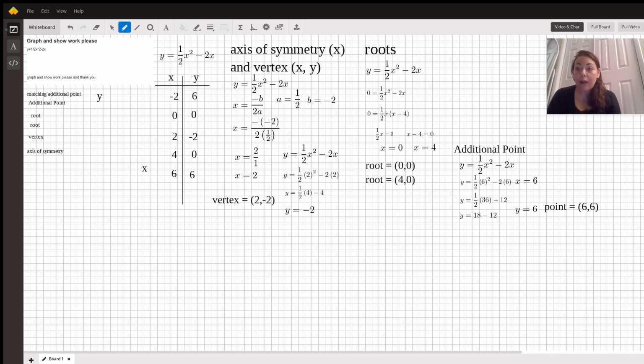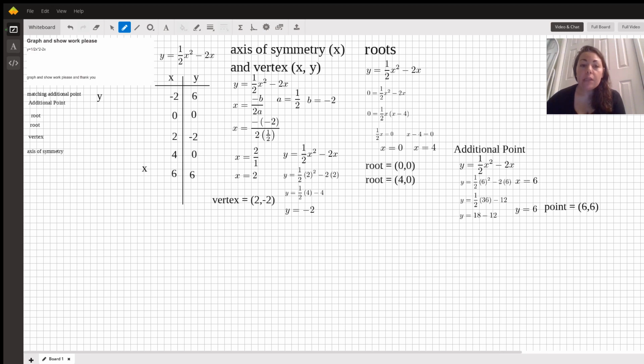To graph any parabola, we need a minimum of 3 points. But in this example, I'm going to show you how to do 3 as a minimum and then 2 more to get 5, which is going to give us a nicer looking graph. We have the equation y equals 1/2 x squared minus 2x. I know this is the graph of a parabola. I know this is a quadratic equation because my x is squared.